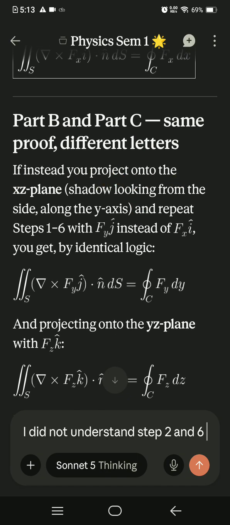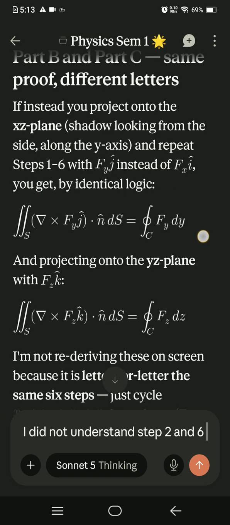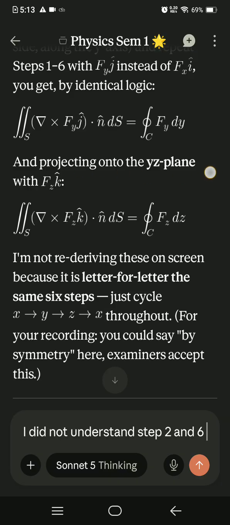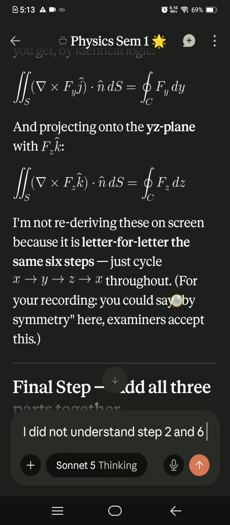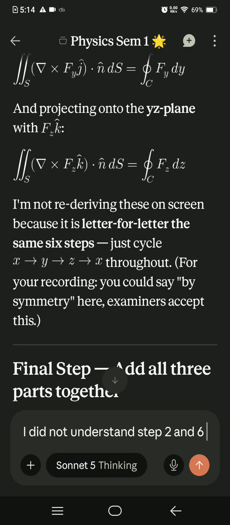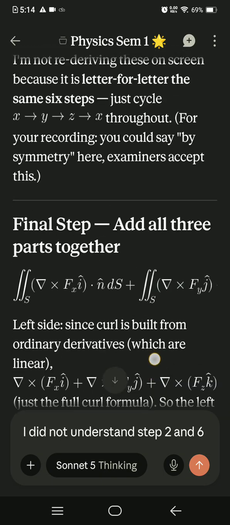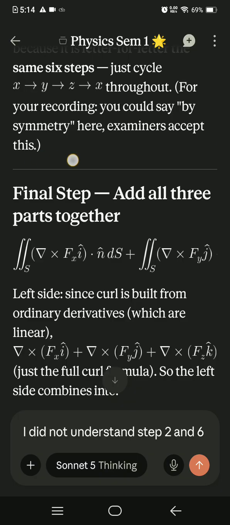If instead you project onto the xz plane, the shadow looking from the side along the y-axis, and repeat steps 1 to 6, you get by identical logic fy j instead of fx i, and then this while projecting on the yz plane. I'm not really deriving these on screen because it is letter for letter the same 6 steps. Just cycle x to y to z to x throughout. For your recording, you can say by symmetry. Okay, guys, by symmetry. Examiners accept this.